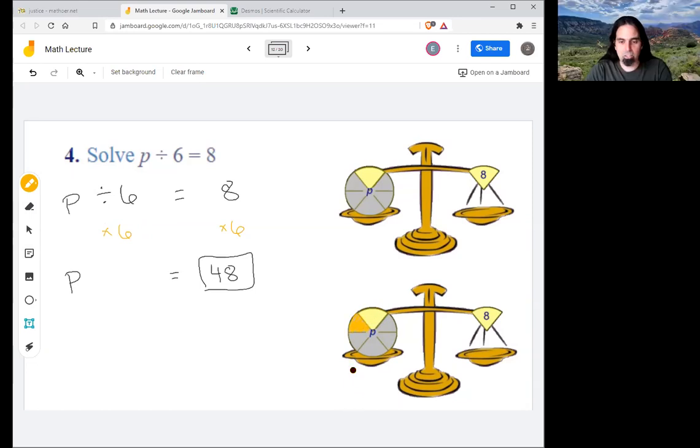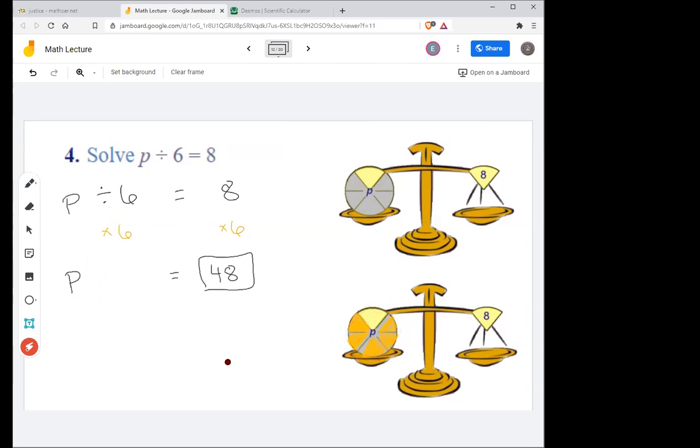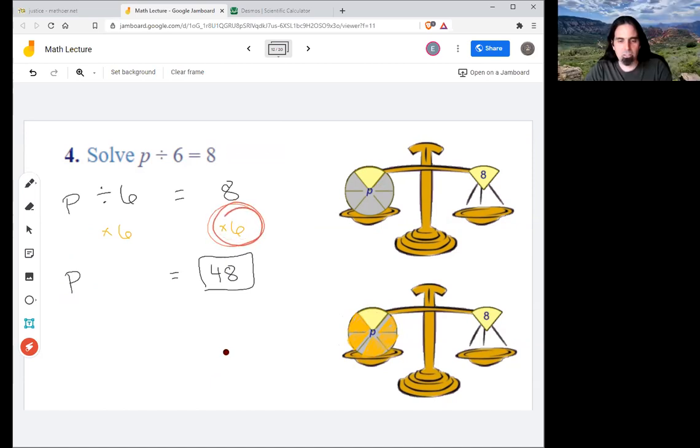That would be my slice times 2. If I did another one, that's my slice times 3. If I did another one, that's my slice times 4, times 5, times 6. So this times 6 is saying, find the magic pizza photocopier and take your piece and make 6 copies of it. Get your whole pizza back. We're back to P. We're back to the whole pizza. How about the other side? What's that times 6?